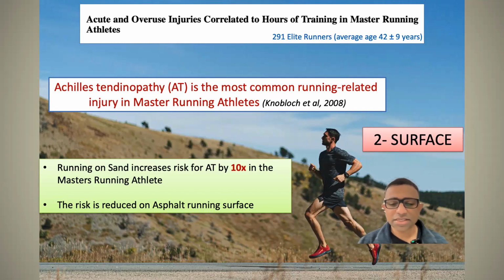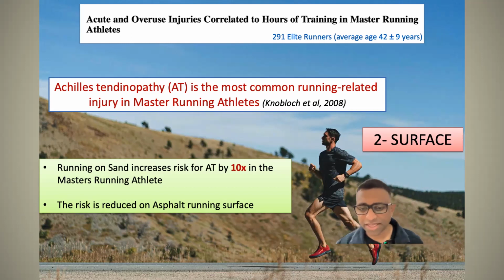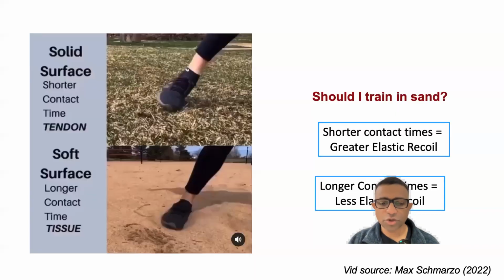So why is running on soft surfaces a problem? People generally think running on soft surfaces is good. Of course, it can be useful in certain conditions like bone stress or some of the knee conditions, but generally with tendons, it tends to increase the risk. Let's go through why that could be.